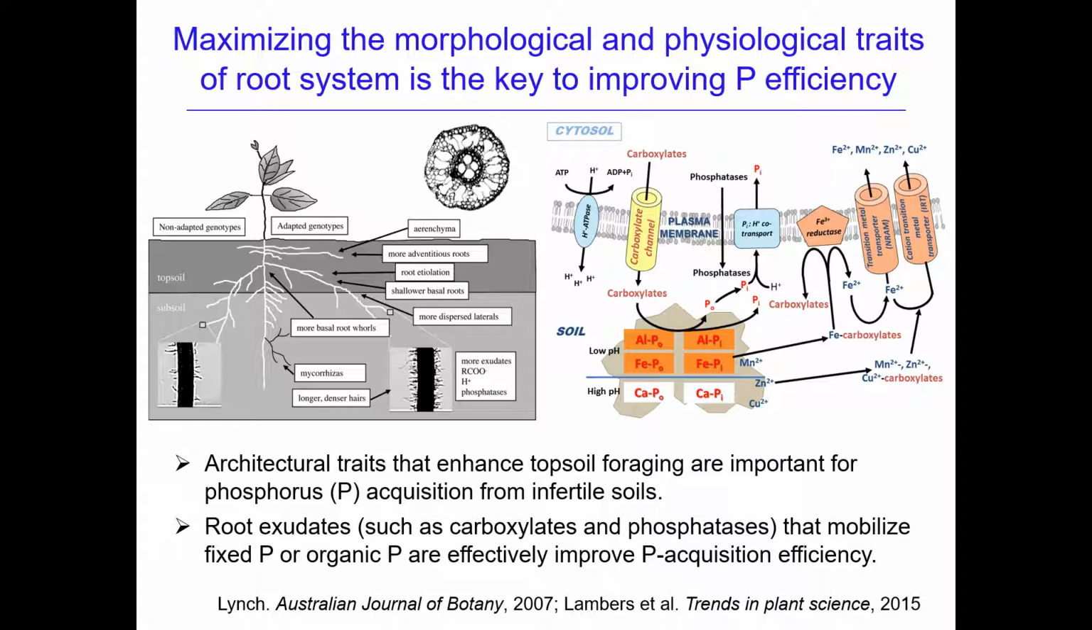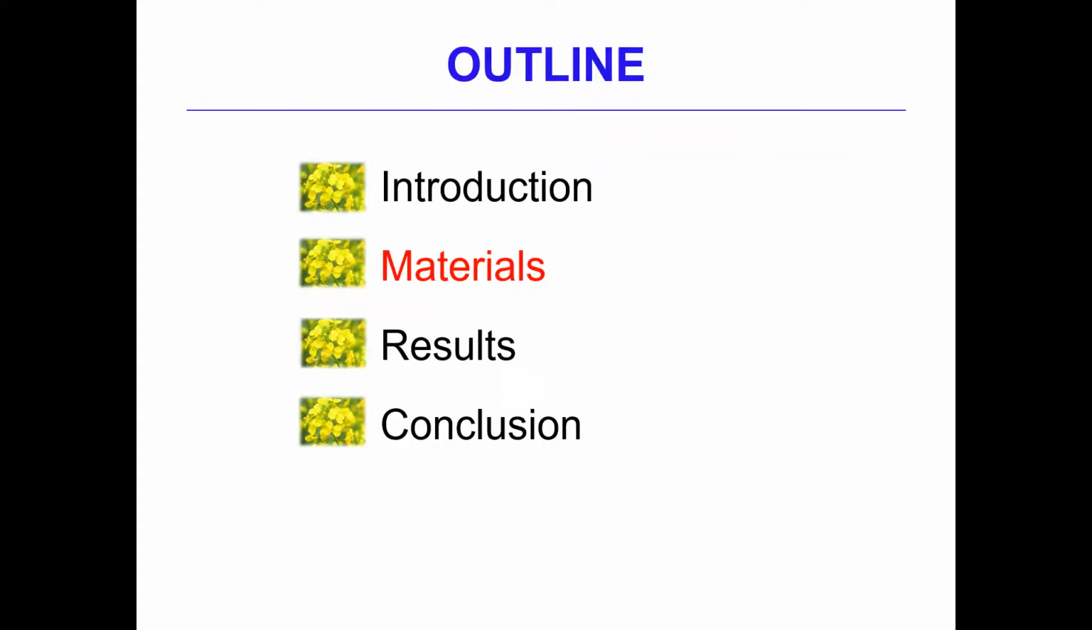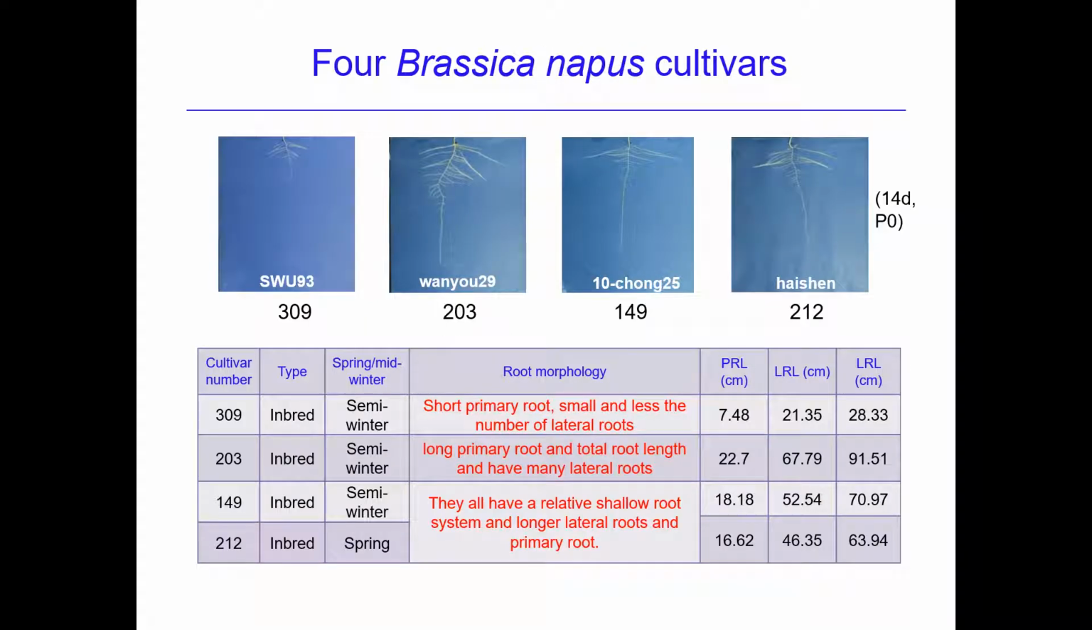So the aims of this study are: first, to explore the adaptive strategies of Brassica roots in response to soil phosphorus. The second is to explore the key growth stages of Brassica napus under phosphorus-replete and deficient conditions. The third is to explore the root traits that could be used to predict the shoot biomass, phosphorus acquisition, and seed yield of phosphorus-replete and phosphorus-deficient Brassica napus plants. Based on the root phenotype of the strong and weak systems, we selected 4 Brassica napus cultivars.